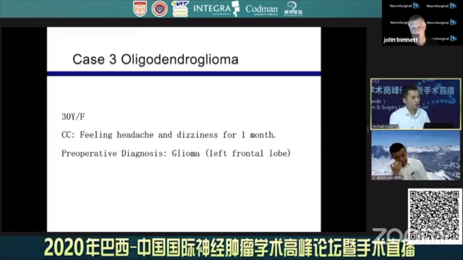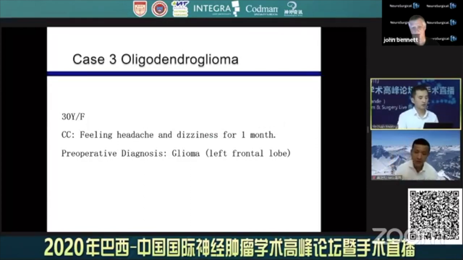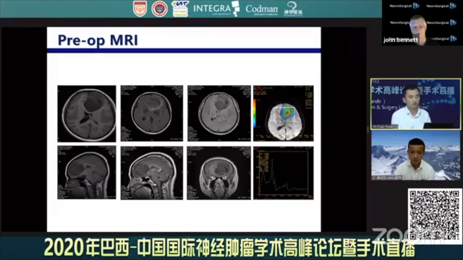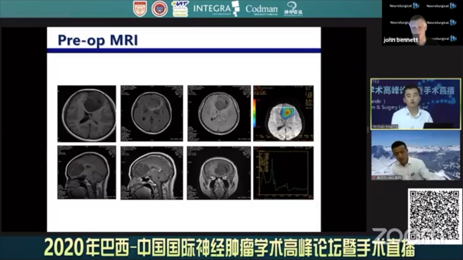The other two cases are common glioma. The third case is oligodendroglioma. This is a 30-year-old female. The preoperative diagnosis is a glioma at the left frontal lobe. We can see the tumor is located in the left frontal lobe. The midline shifted obviously, and the tumor had no enhancement on the contrast enhanced imaging.